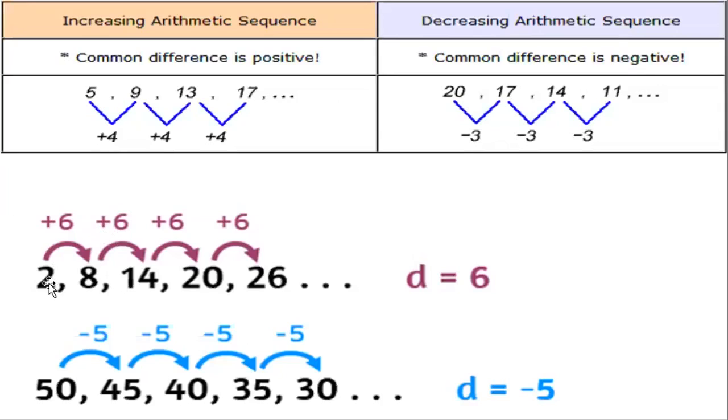Here the sequence is 2, 8, 14, 20, 26. So every time 6 is added to get the next number in the sequence. So common difference is 6 here. And here, 50, 45, 40, 35, 30. Every time 5 is subtracted to get the next number in the sequence. So common difference is minus 5. Now I hope the concept of common difference is very clear to you students.